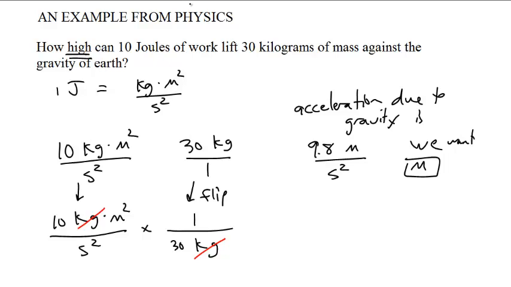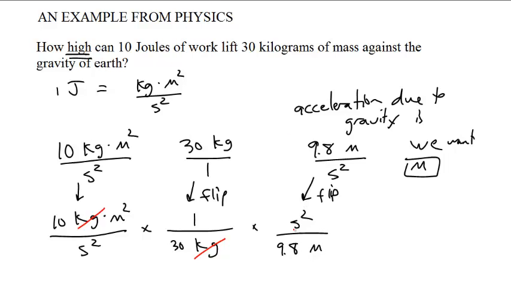Next up, we want to get rid of these second squareds. Hey, this has second squareds, but they're down below already. We want one up top. So we flip this one, and we get second squared over 9.8 meters.